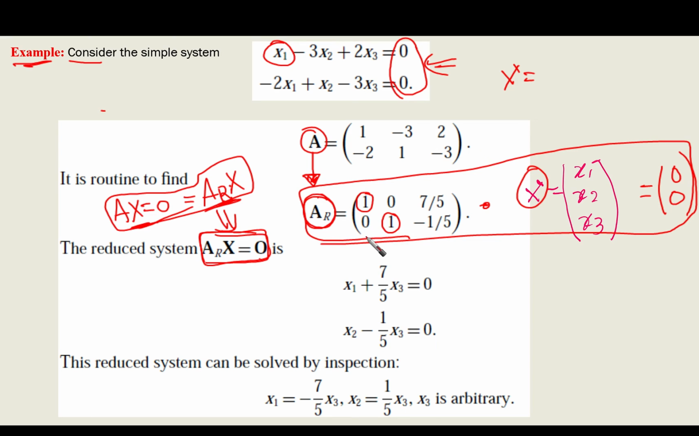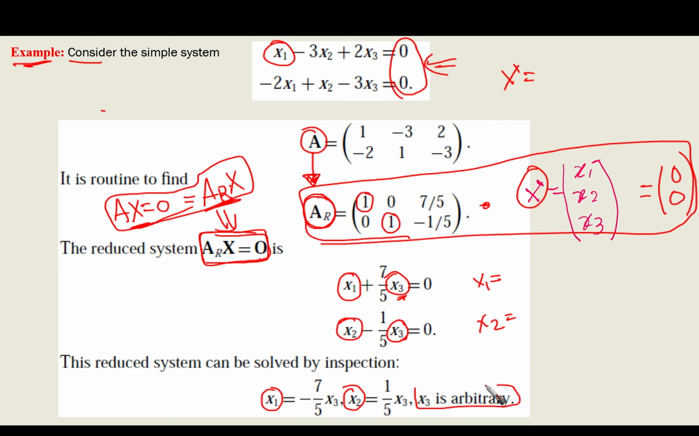And the second line, we can read from it: 0 times X1, there is nothing here, and then 1 times X2, it is X2, minus 1 over 5 times x3, minus 1 over 5 x3 equal to 0. So now we have these two equations. As you can see, we have x1 and x3 here, and we have x2 and x3 also here. This means that x3 has been repeated in the two equations. This means that we can put x1 in terms of x3, and we can put x2 in terms of x3. Let's put it like this. So x1, after rearrangement, equals minus 7 over 5 times x3, and x2, from this equation, equals 1 over 5 x3.